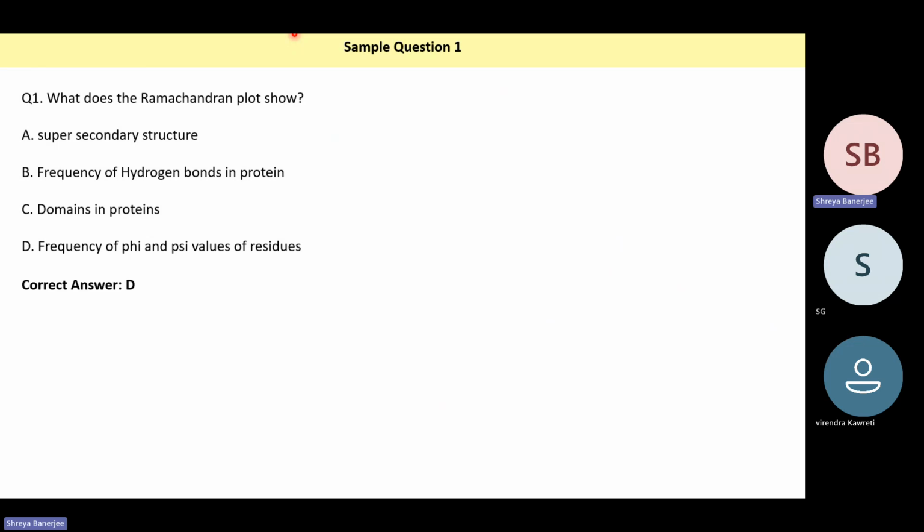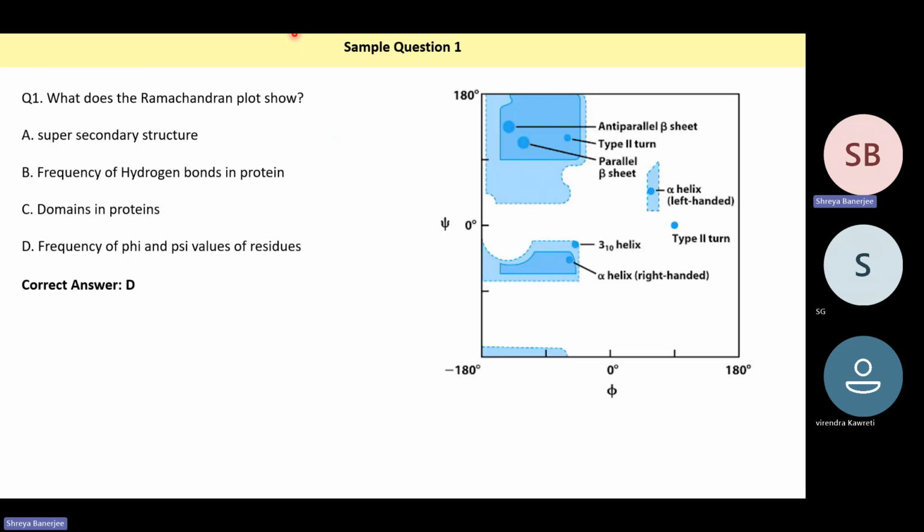So the answer to this is the frequency of phi and psi values of the residues. If you remember the Ramachandran plot, I talked about the phi and psi dihedral angles at the beginning of this class, and it shows the frequency of these values. So the white regions are where the values are completely disallowed. This dark region is where the values are completely allowed, and this light region is where it is the border region. So it is allowed, but it is not as much preferred as the dark regions.